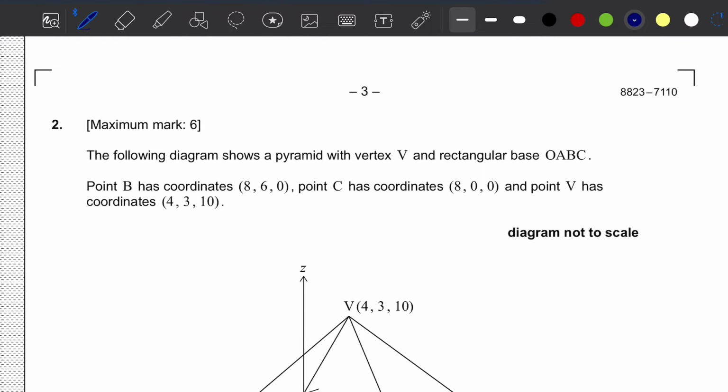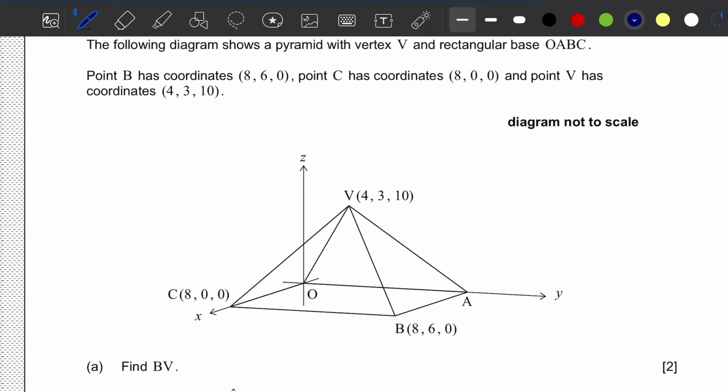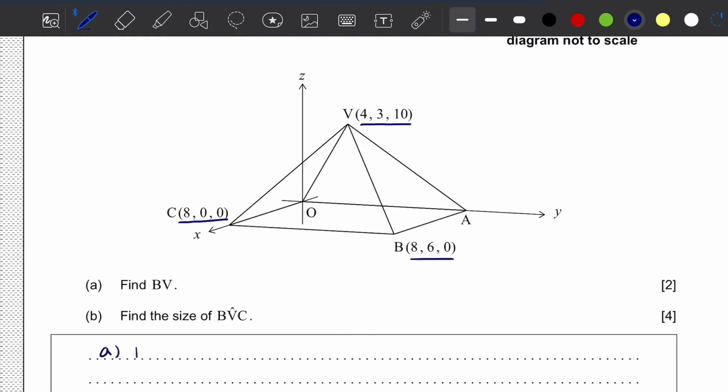Okay, then let's try question number 2. So this question is from topic 3, the 3D geometry section of your curriculum. So if you look here, we know that we have a point B which has the coordinates of 8, 6, 0, point C which has 8, 0, 0, and the point V which has the coordinates of 4, 3, 10. So question A, we need to find the length of the BV, right? So BV is here.